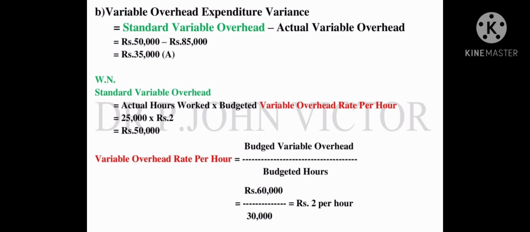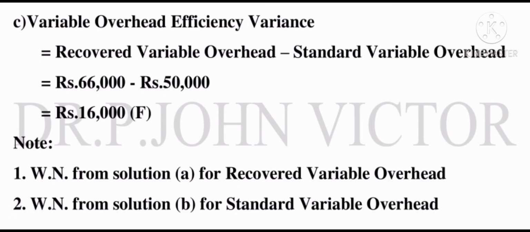Shall we proceed to the next formula? The third one is variable overhead efficiency variance. Variable overhead efficiency variance is equal to recovered variable overhead minus standard variable overhead. This is what we have to calculate here. I already explained in the formula session that once you calculate recovered variable overhead and standard variable overhead, the variable overhead efficiency variance is easy to calculate.